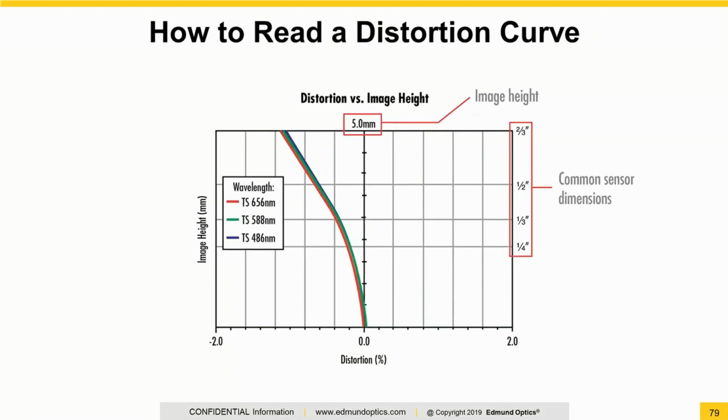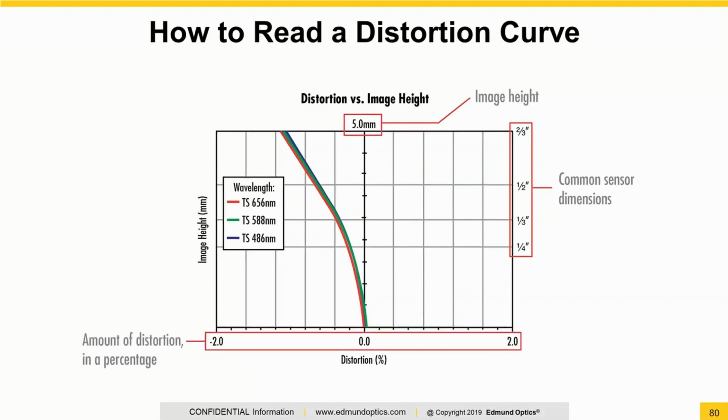And these sensor dimensions are specifically the corner for those individual sensors. So if you look up at the top, you'll see 2/3 of an inch. That's representative of a 2/3 inch sensor that's being used in this particular case. And we're going from the center, which is all the way down at the bottom of that y-axis, the 0 point, all the way up to the corner of that 2/3 inch sensor.